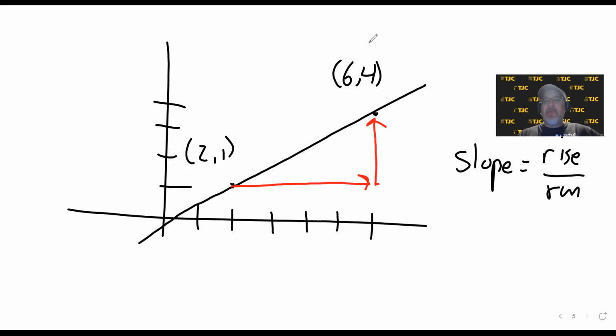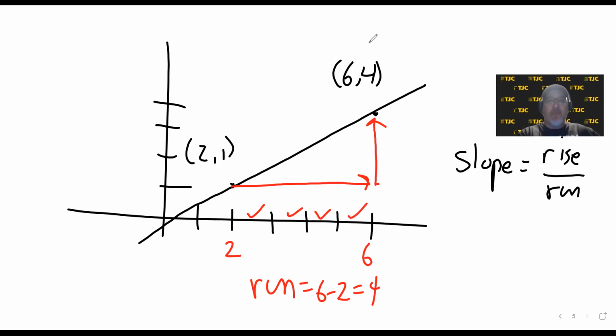So let's think about this in terms of x's and y's. The x of the first point is 2, and the x of the second point is 6. So asking how far we run is just asking how far apart those two numbers are, but that would just be their difference, the second one minus the first. This is a run of 4. You can see it because there's 4 spaces here.